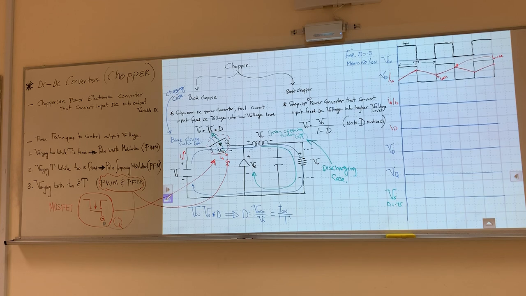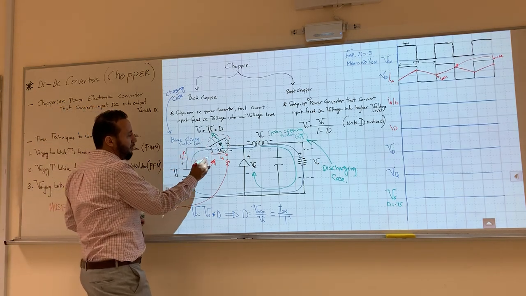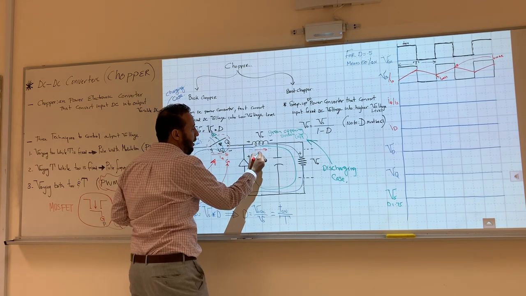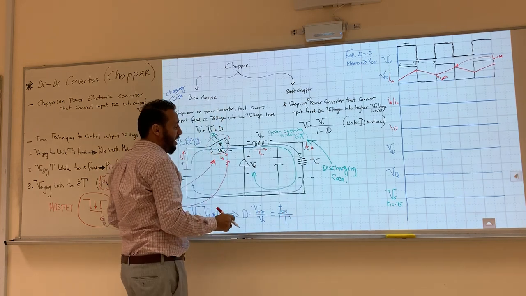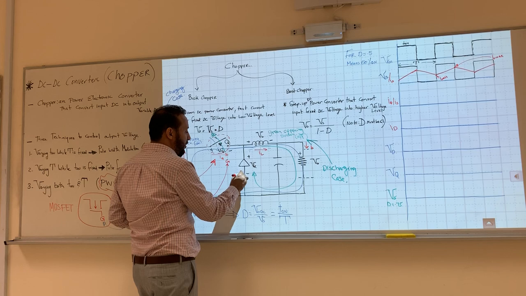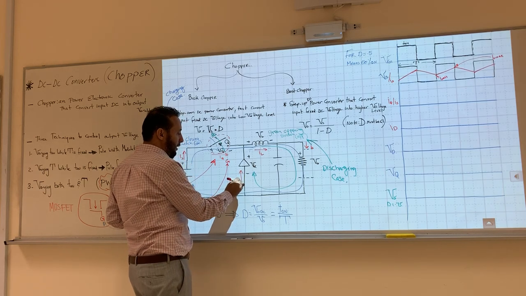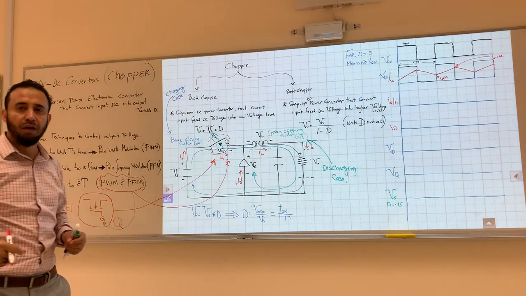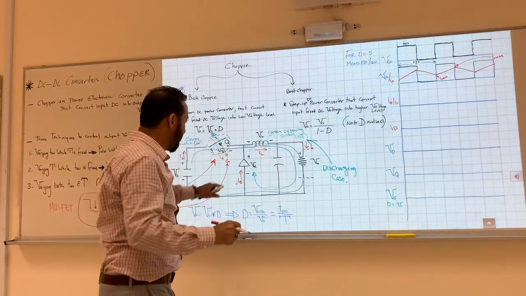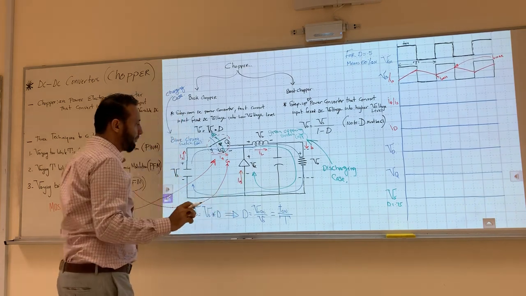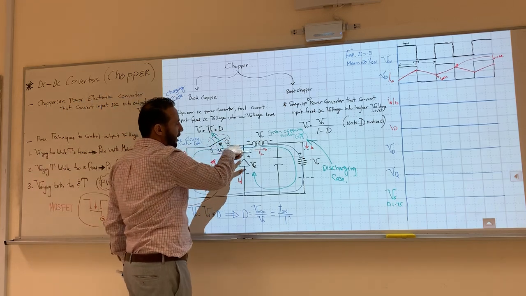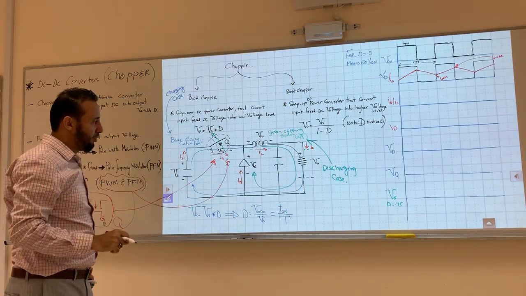Okay, let's look at the current through the transistor, through the MOSFET. So we said this is I source, this is IQ, this one here is IL, and this one here is I out. And this one here is I diode, during the discharge. The only time that we will have current through the diode is during the discharge. During the charging, the current cannot come here, it will go back through the whole circuit.